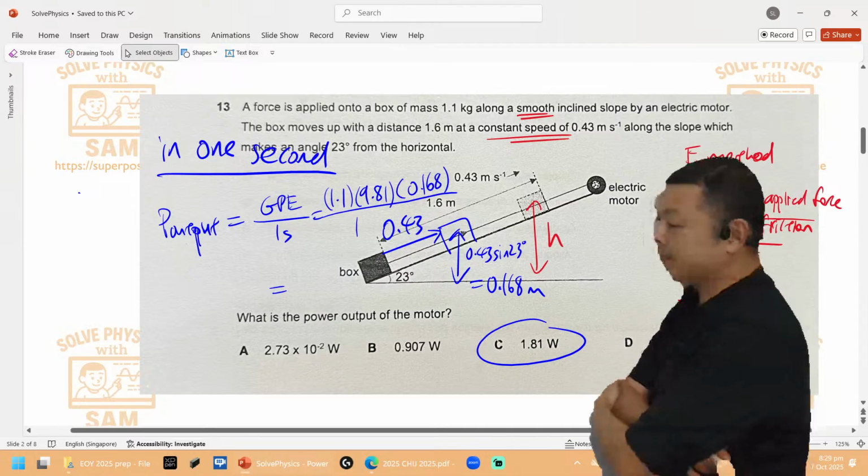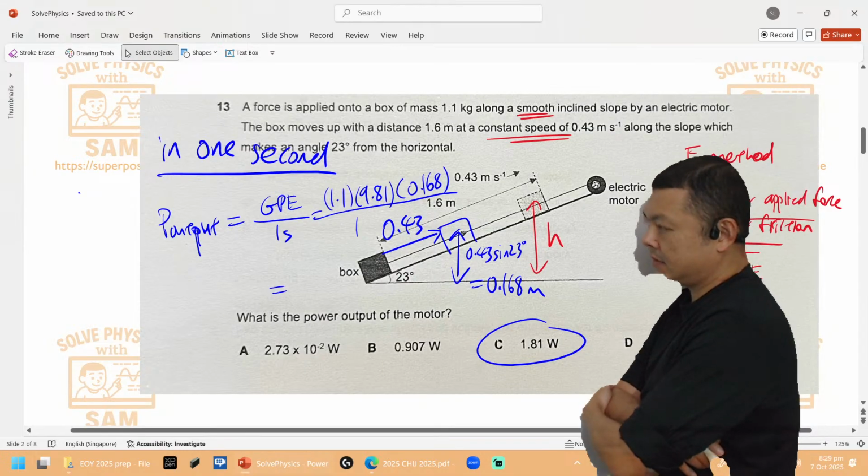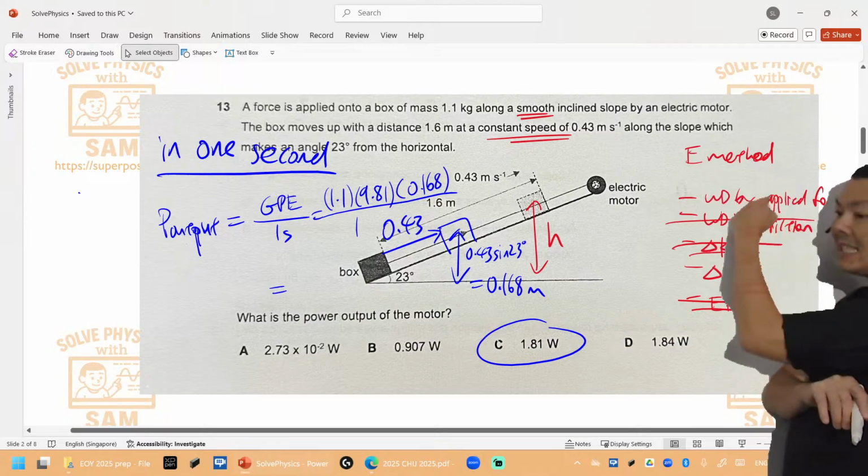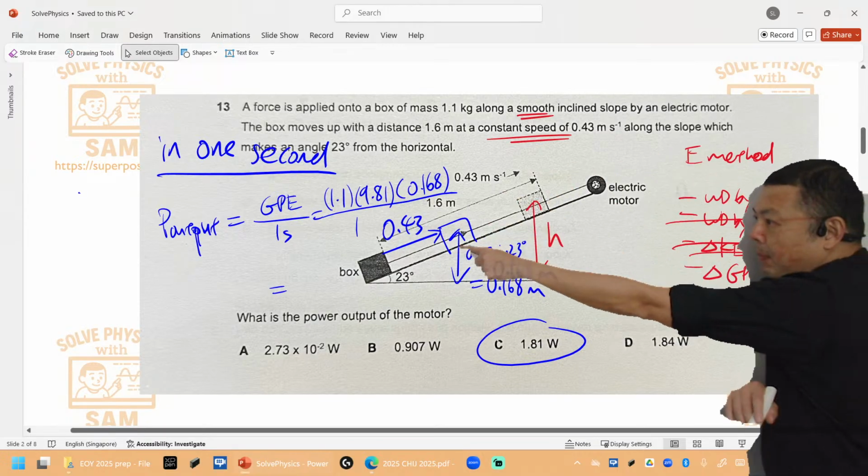How is the power from the work done by the applied force about the same? The work done from the applied force is used to change the GPE, so that's why it's the same. Correct. The work done by the applied force is the work done by the motor. The motor is applying this force.